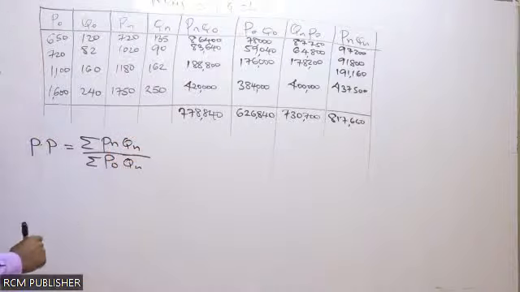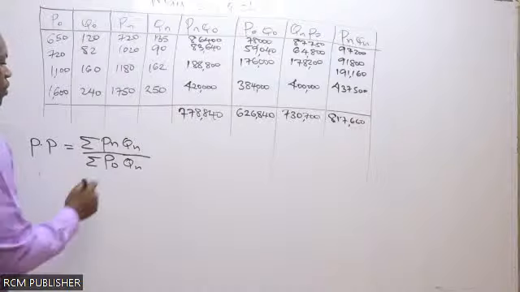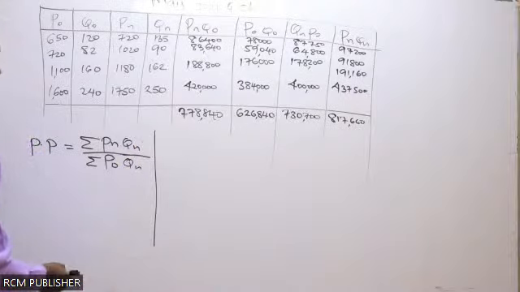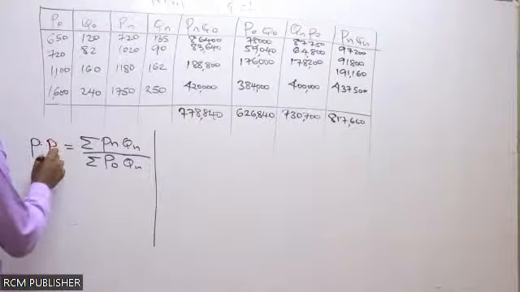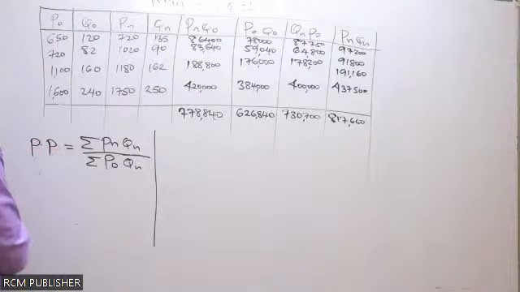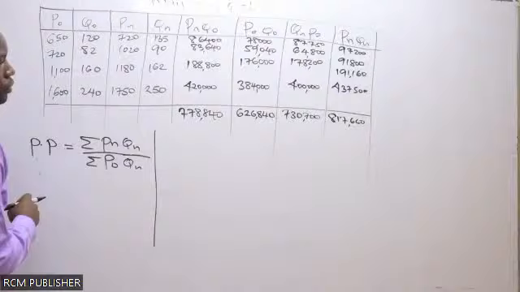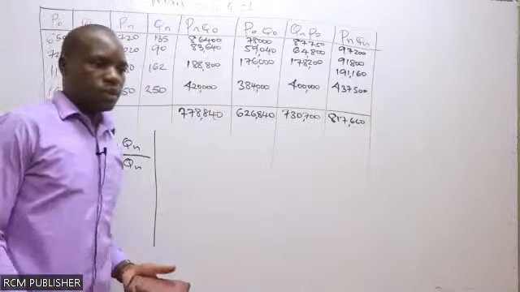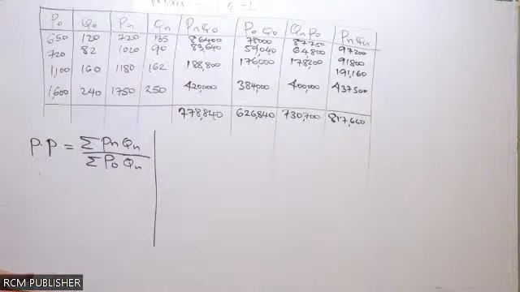QN. Do we have the two columns? POQO. It's 697,040. Which one are you referring to? Yes, which one? POQO.